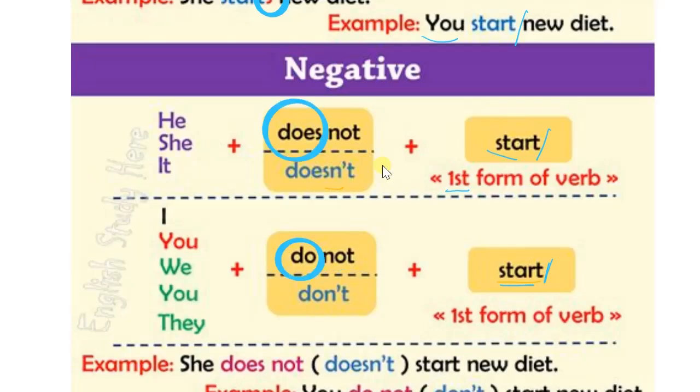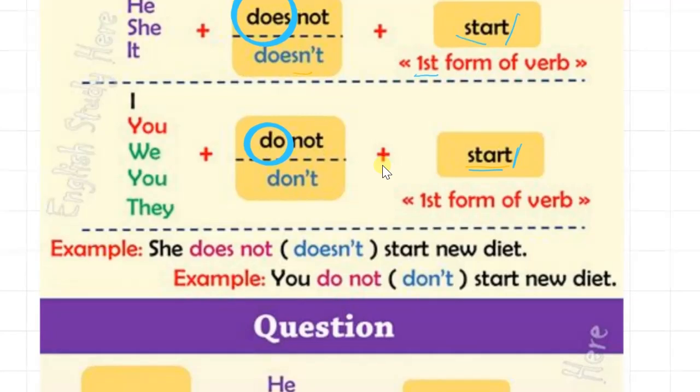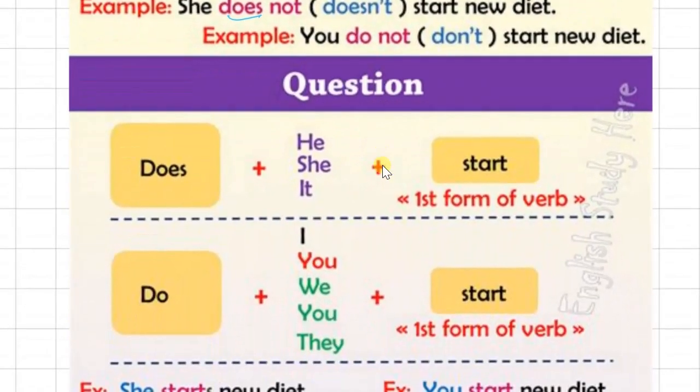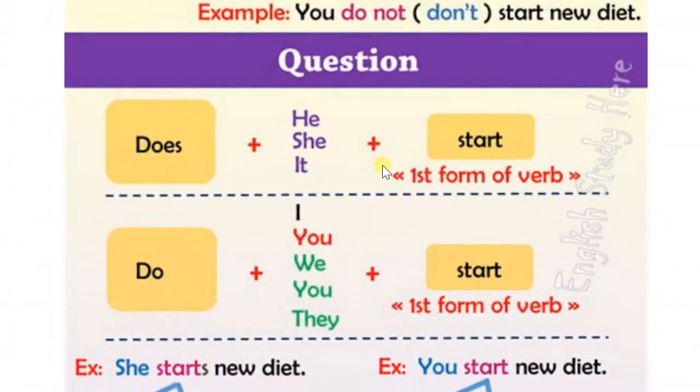But the only thing that's changing is the auxiliary verbs. Let's look at the example. She does not or doesn't start new diet. You do not or don't start new diet. Now let's move on to the last form, which is question.